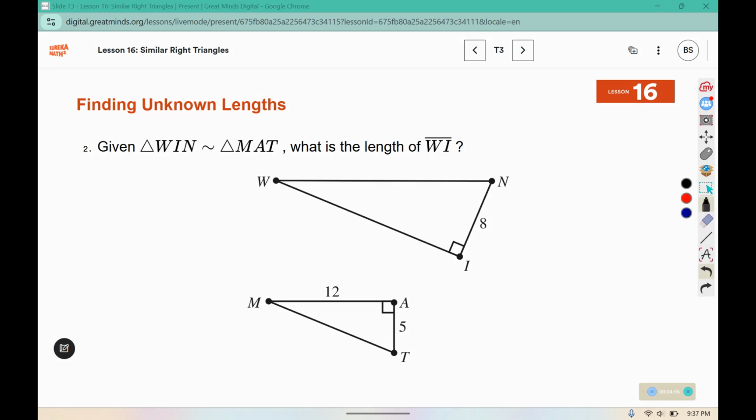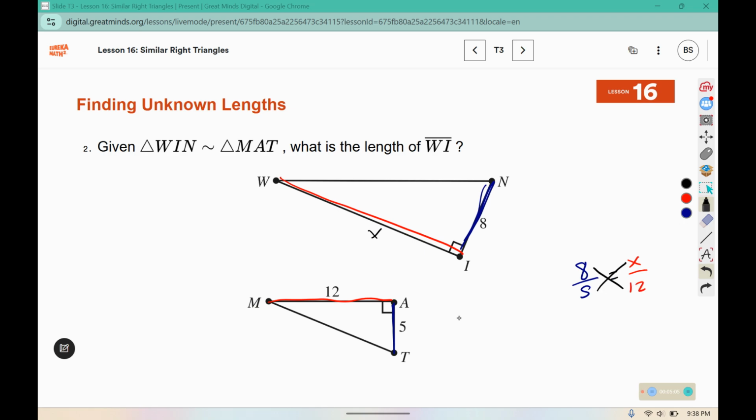Here it tells us they are similar. So what is the length of WI? These two get paired up together. And these two will get paired together. I use the larger number here on top, so I'm going to use the x value on top here since that came from the larger triangle.